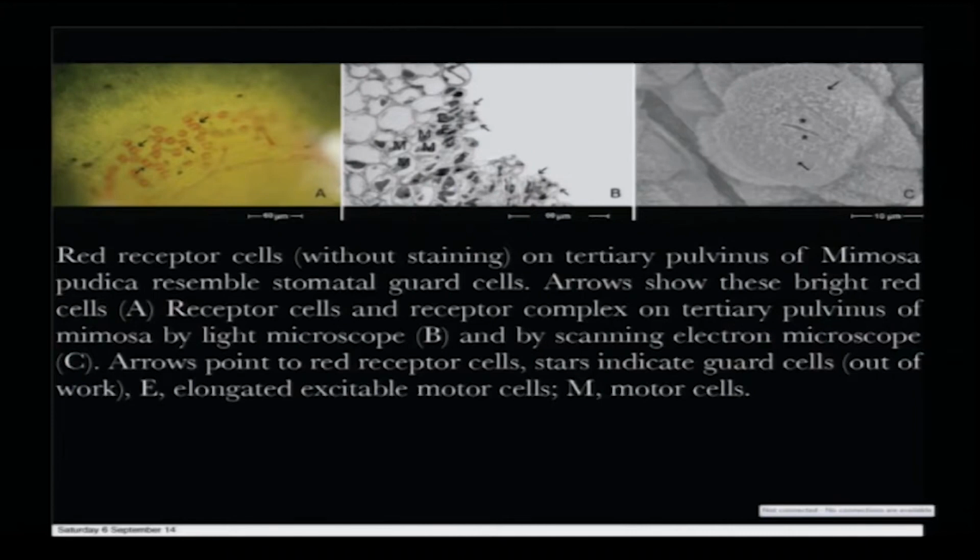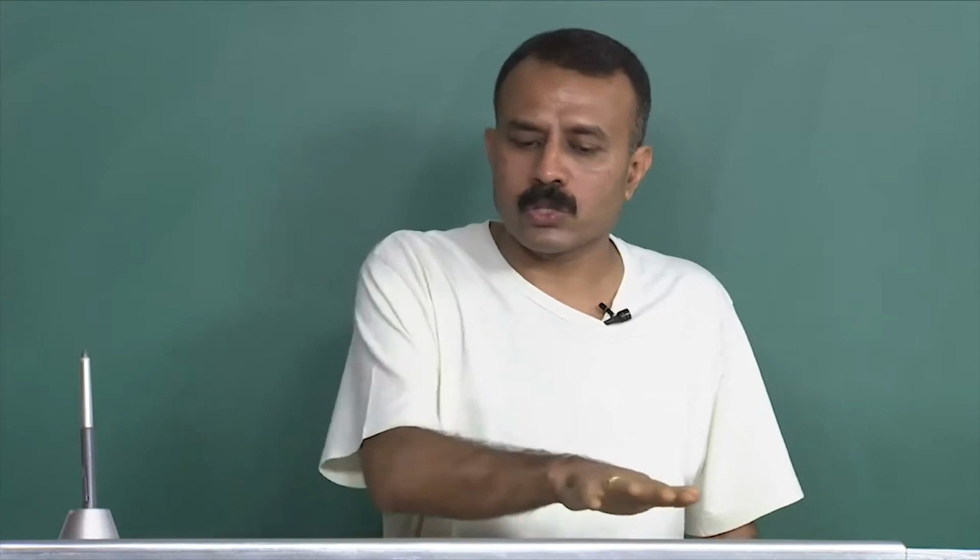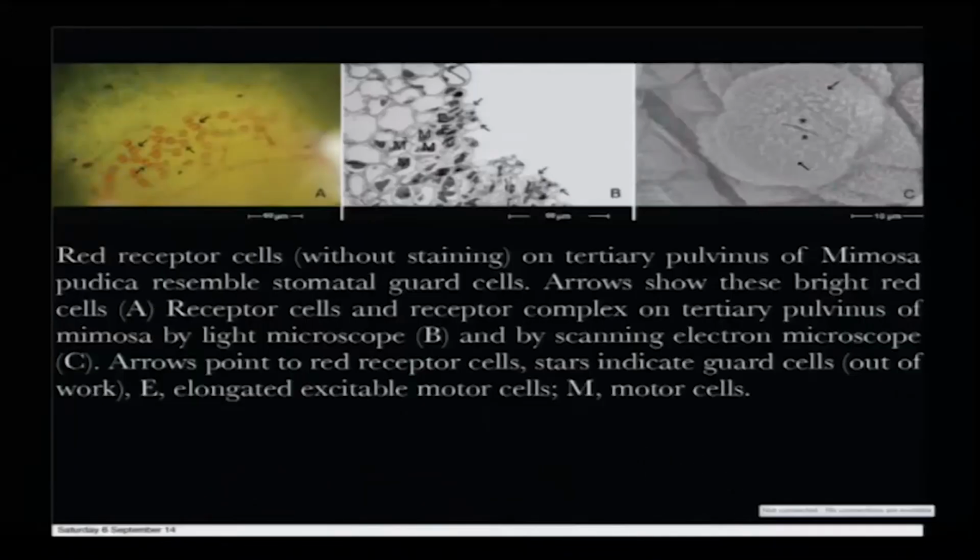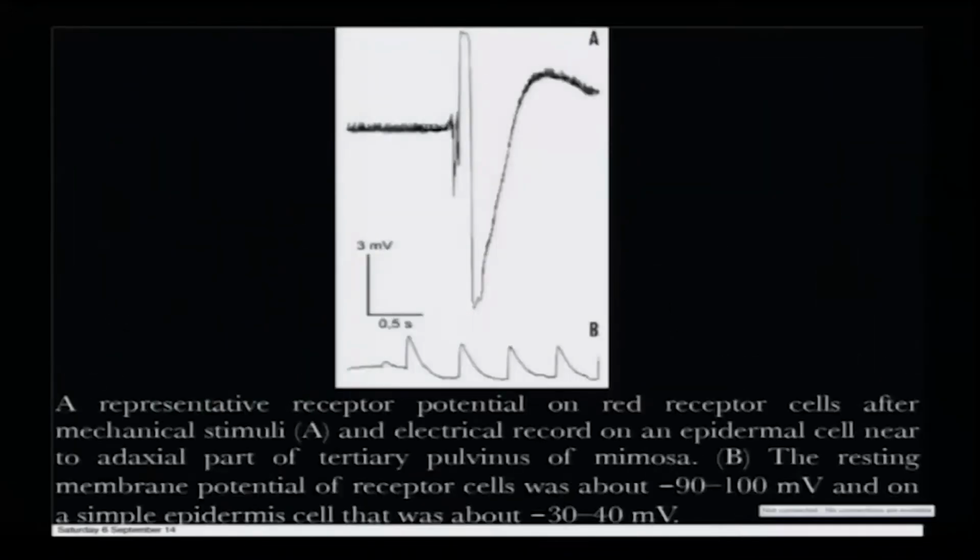And now, if you look at them, there are elongated excitable motor cells. We were talking about these motor cells in the previous slide, while we were talking about the calcium motions and everything. So this is how this whole thing looks like. Now, I represented the receptor potential of the red receptor cells.